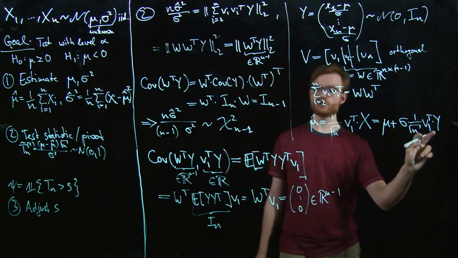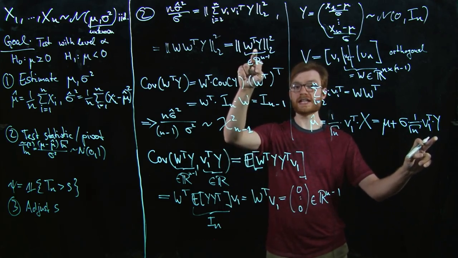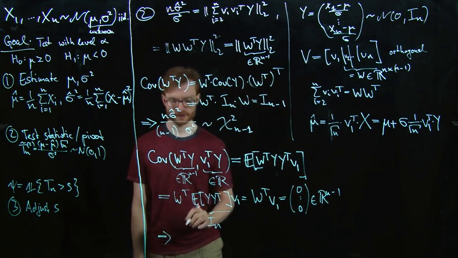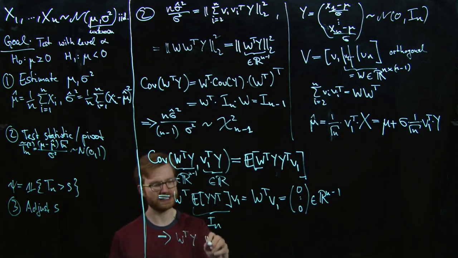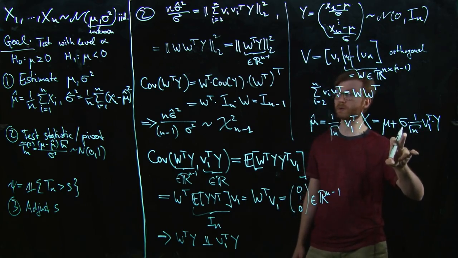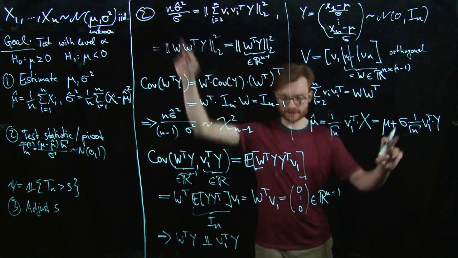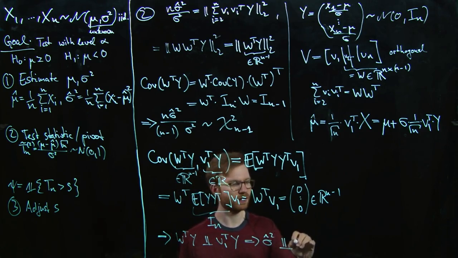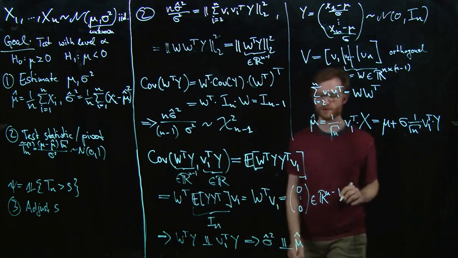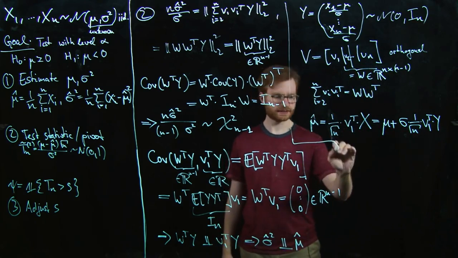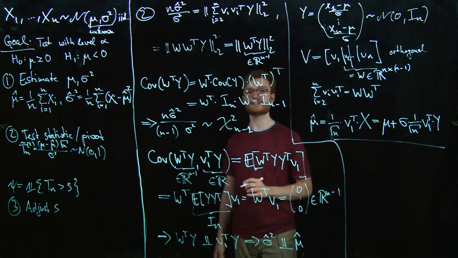So actually, these two random variables are uncorrelated. And since they are jointly Gaussian, they are independent. So that means w transpose y is independent from v1 transpose y. And now the rest of these statements only involve fixed quantities, no random quantities anymore. And that means, in effect, sigma hat squared is independent of mu hat, or these two quantities are independent. So that means that I can write down the test statistic I want to use.